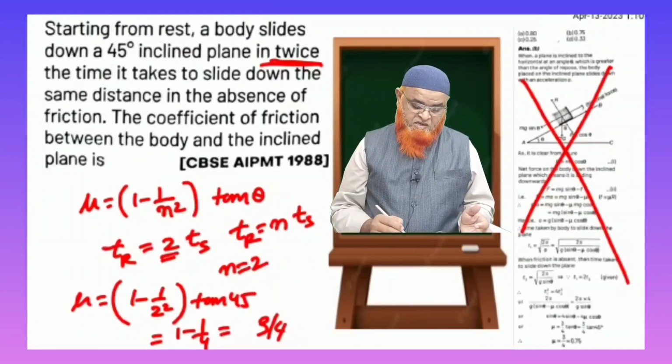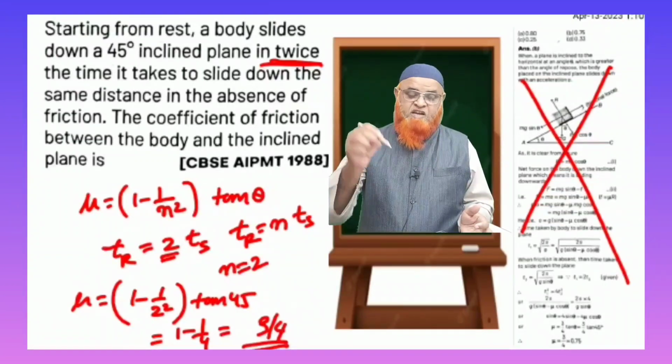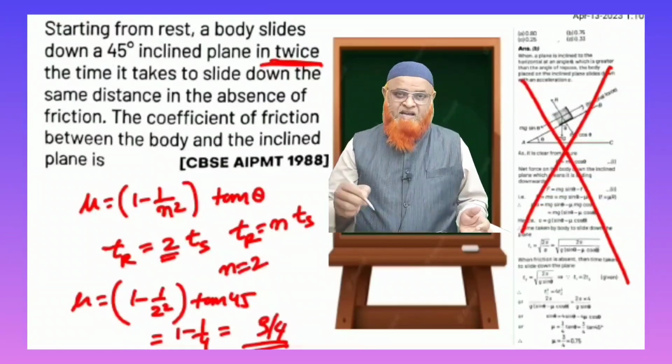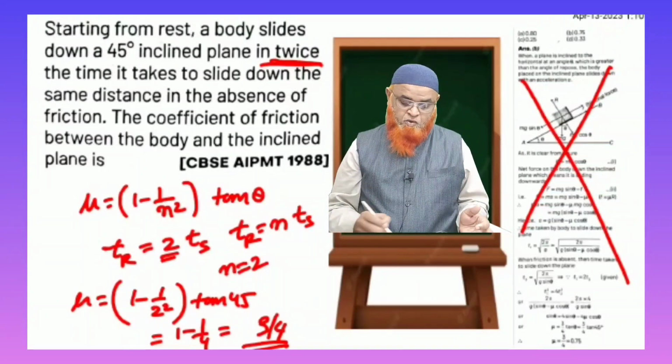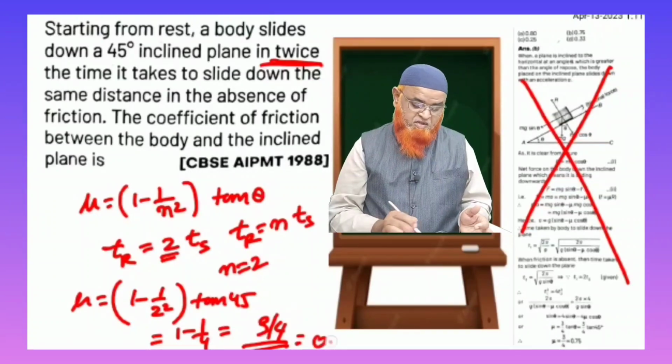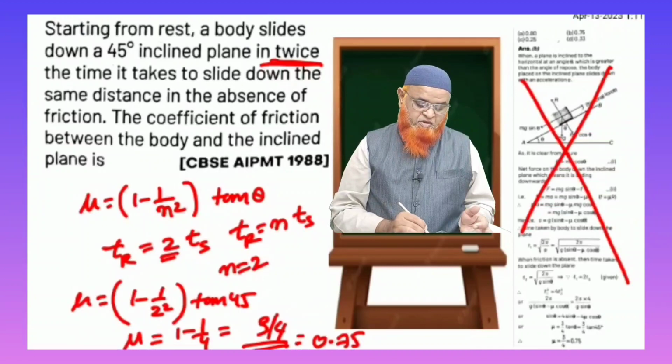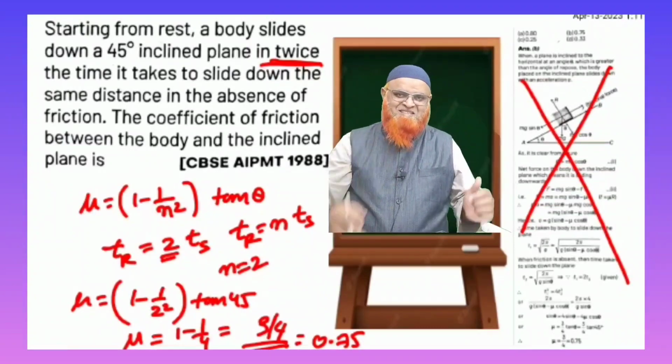This is a wonderful 3 by 4. So your answer is going to be 3 by 4, which you got by the lengthy method also, getting 3 by 4 only. That is 0.75 is going to be your answer. Therefore the answer is 0.75, which is the coefficient of friction. Hope you have enjoyed this method.